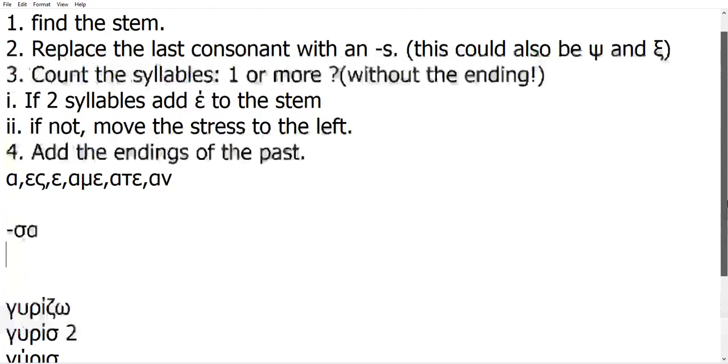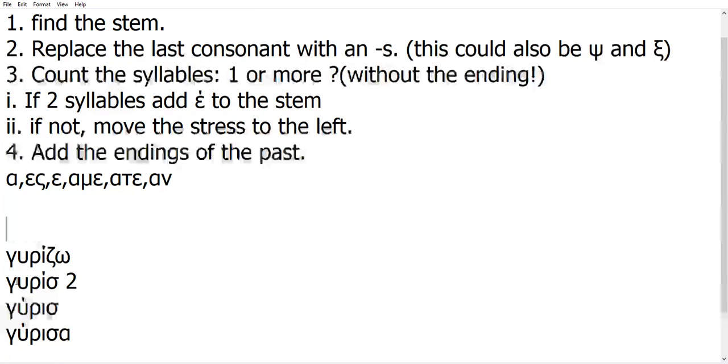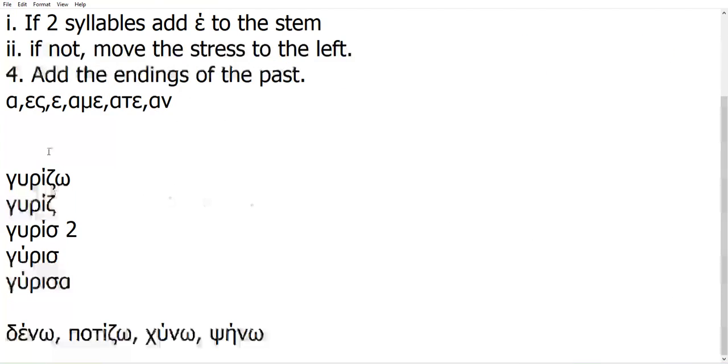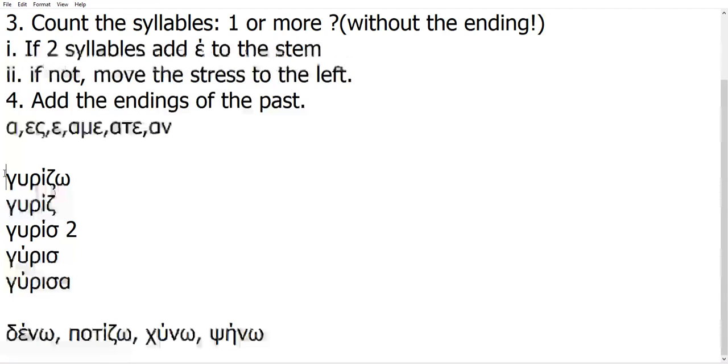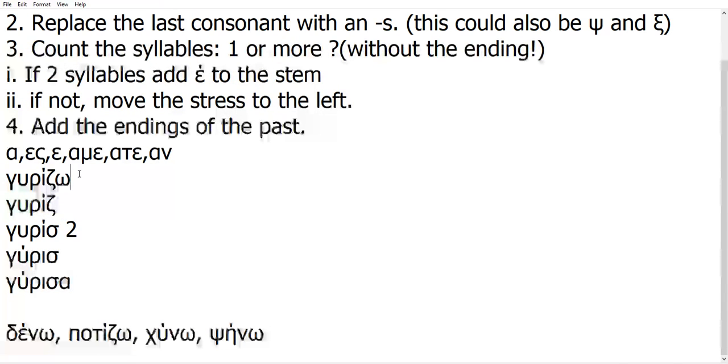So let me go through it in a detailed way. Let's say you have a verb like γυρίζω. First thing you have to do is to find the stem, and actually I should have written this here. So this is the stem, right? This is a verb in the first person, so of course, to find the stem, you remove the final omega.